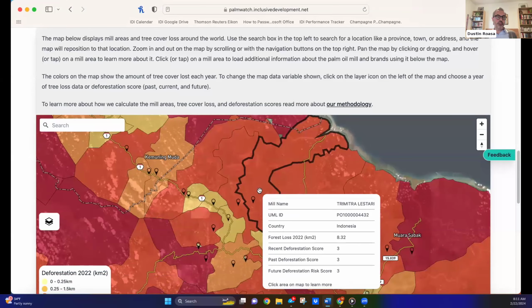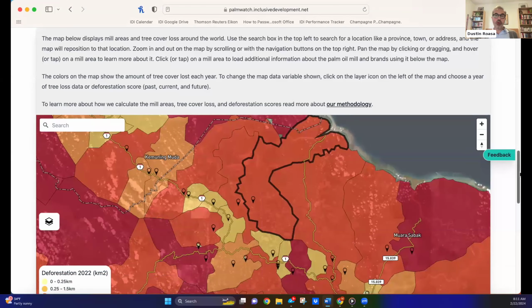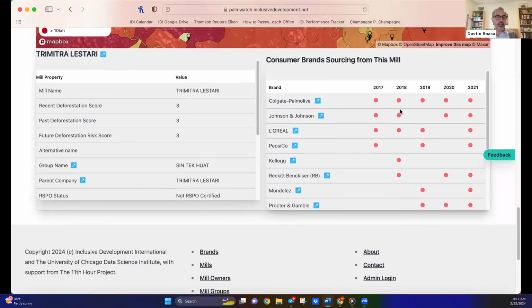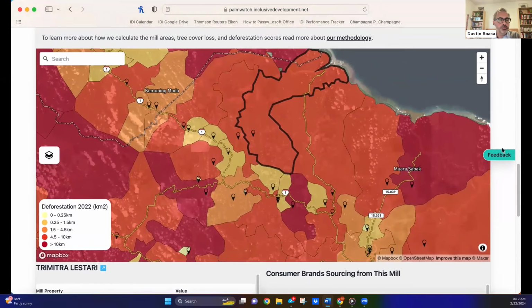So if you're researching a plantation that is causing harm and you know where it is on a map, you can see which mill is likely supplying fruit based on the catchment area. And then you can connect that mill onward to consumer brands that source from it if you scroll down and you see those brands on the right.